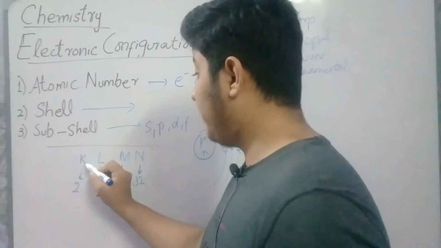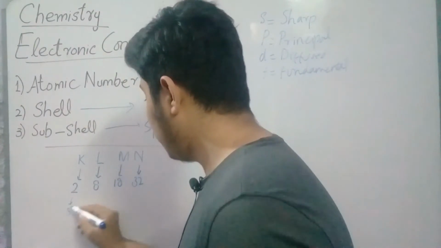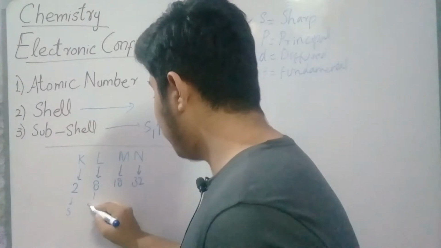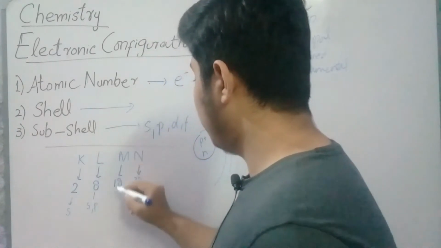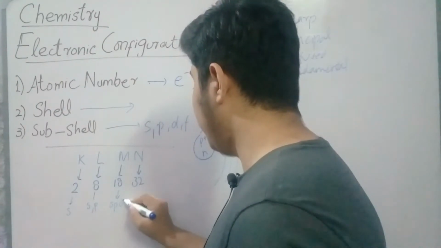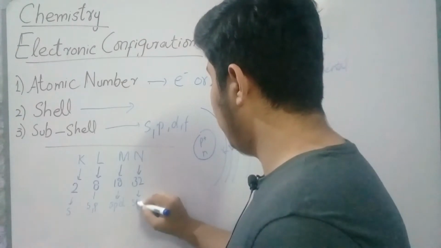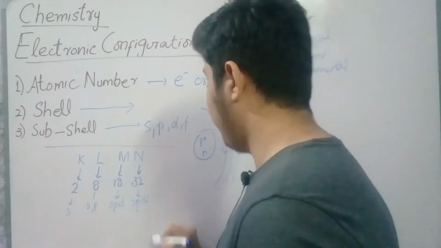The K shell has only the S subshell. Then the L shell contains S and P subshells. Then the M shell contains S, P and D subshells, while the N shell contains S, P, D and F.